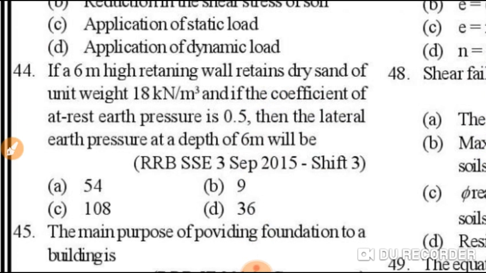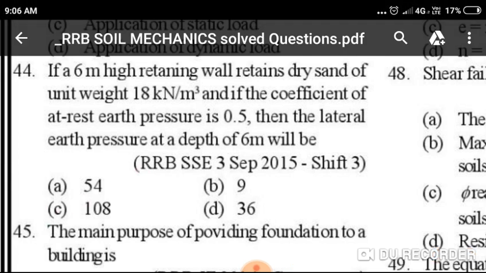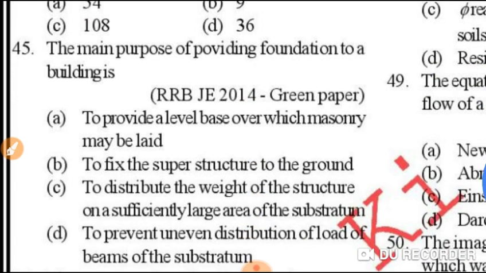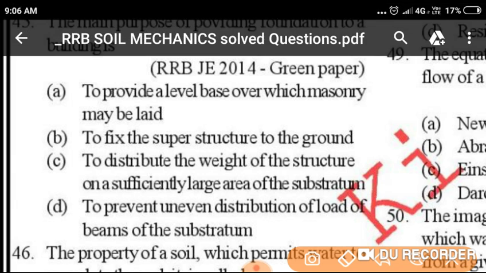Question number 44. If a 6-meter high retaining wall retains dry sand of a unit weight of 18 kN per cubic meter, and the coefficient of earth pressure at rest is 0.5, the lateral earth pressure at a depth of 6 meters will be 54. The main purpose of providing a foundation for a building is to provide a level base over which masonry may be laid.